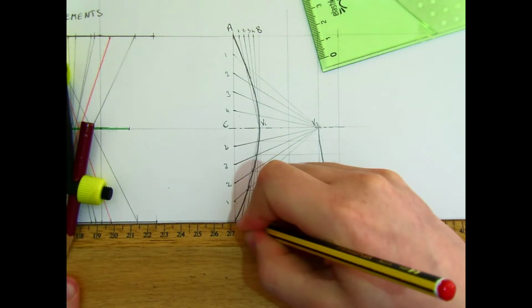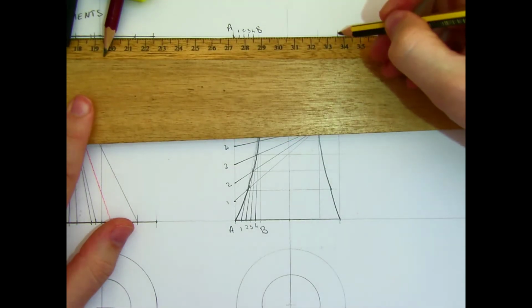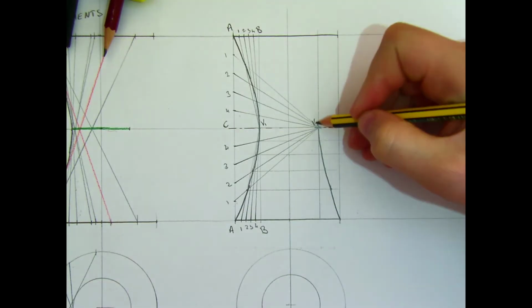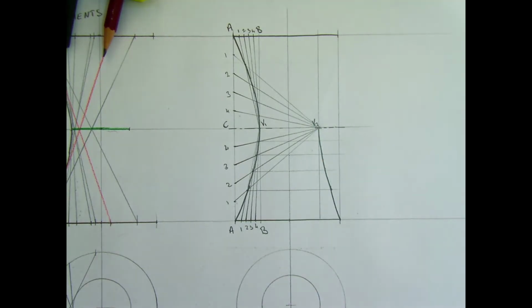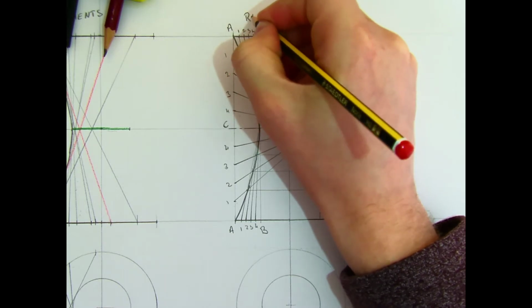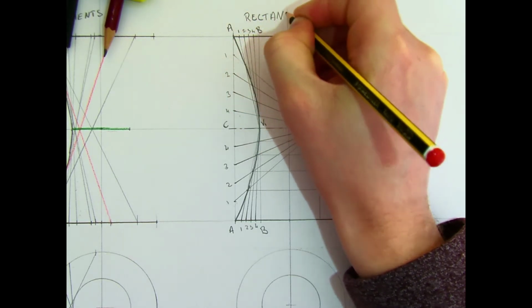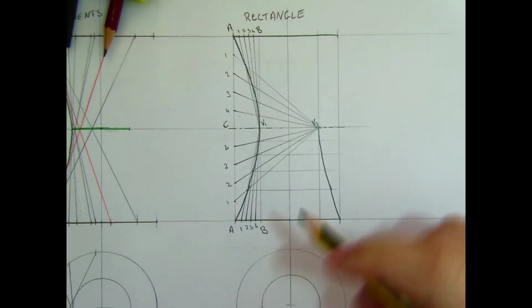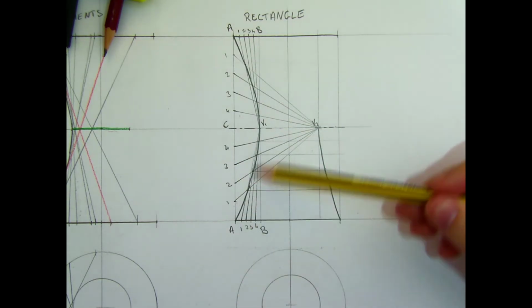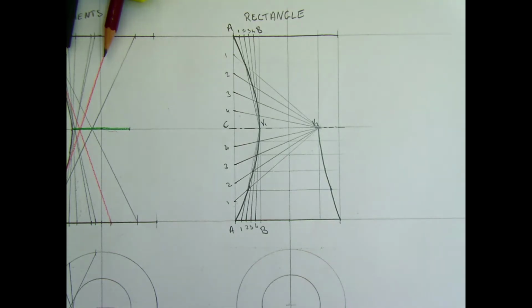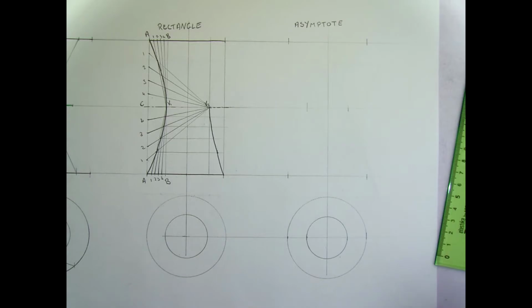And if you do the same thing up on top, with our other part of our curve up here, that will complete the Hyperboloid of Revolution using the rectangle method. So in our rectangle method, we are drawing two hyperbolas based on the conic sections constructions that we use. The third and final method that we have for drawing the Hyperboloid of Revolution is the asymptote method.